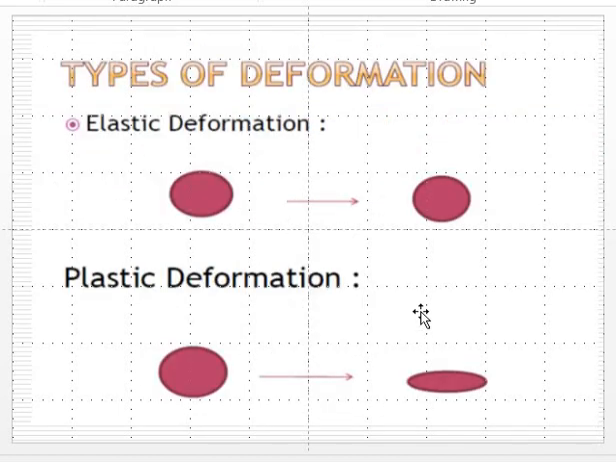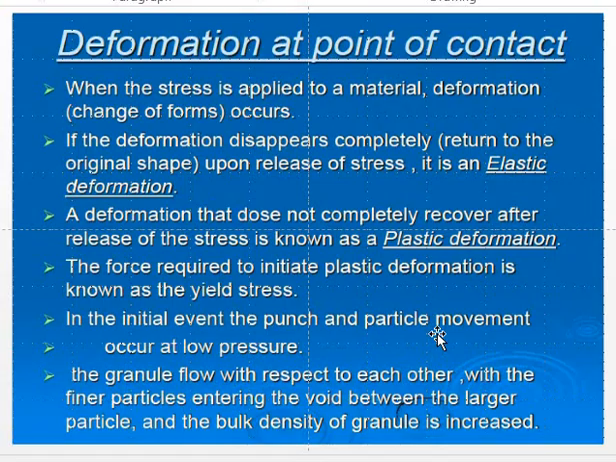Generally, when rearrangement has taken place and final movement has stopped, the pressure increases again, so final deformation will occur. It means the final conversion, the tablet, will be prepared. That prepared tablet may be elastic or plastic. The deformation, or conversion of your material into the final tablet, is called deformation. Generally, if the deformation does not completely recover after the release of stress, it is called plastic deformation.